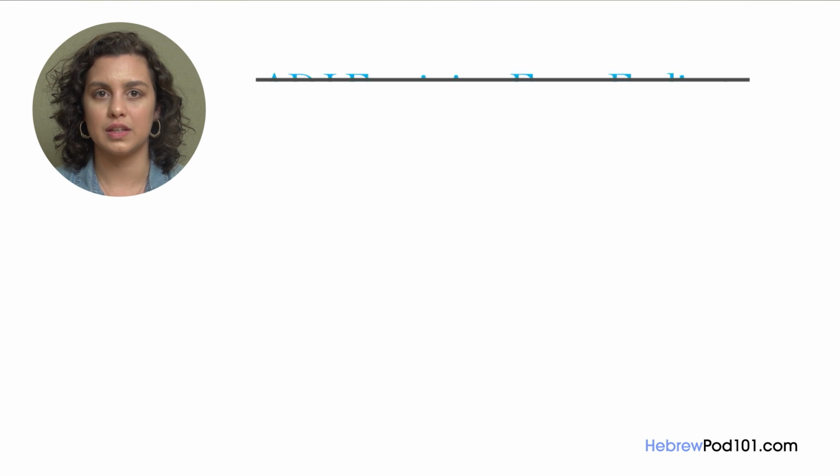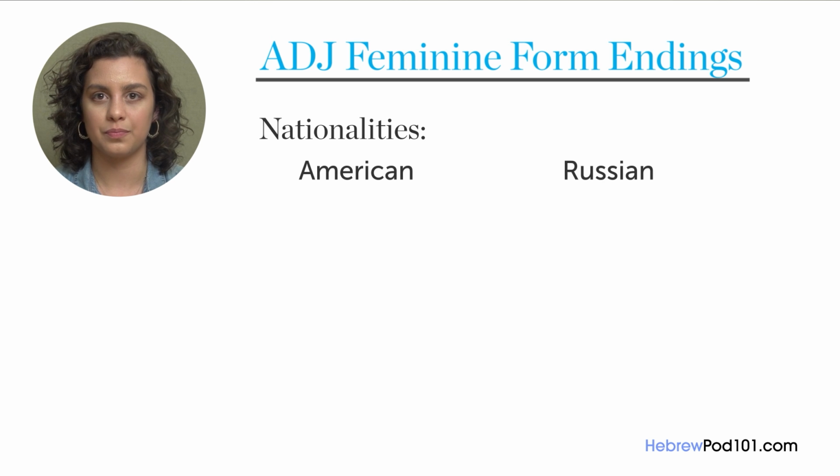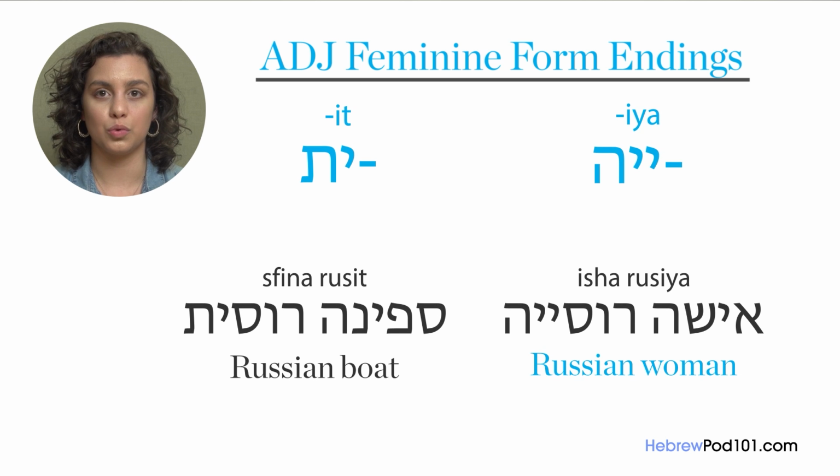This issue involves adjectives in their feminine form, mostly adjectives for nationality like American or Russian. The difference is in the ending of the adjectives. It can either be with it or with ya. For example, a Russian woman would be isha Rusiya, but a Russian boat will be sfina Rusit. So why does this happen?